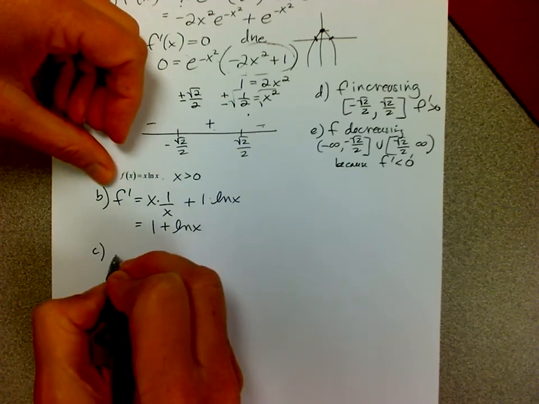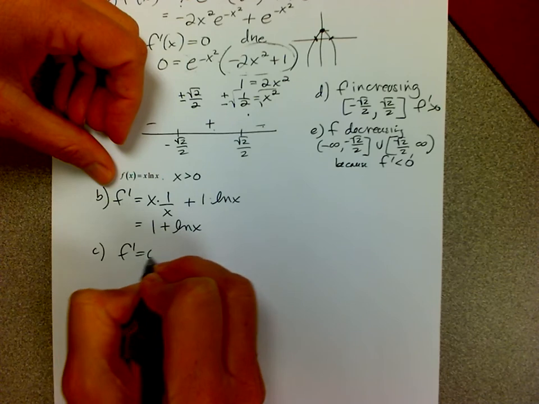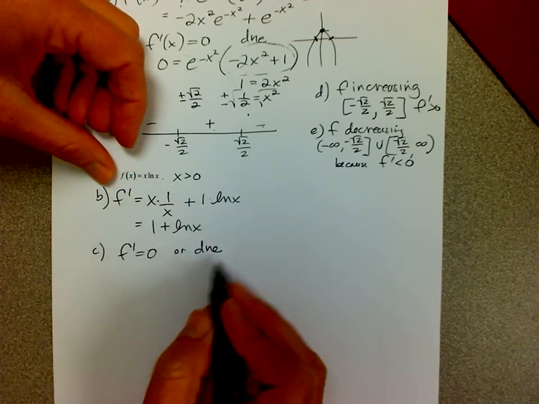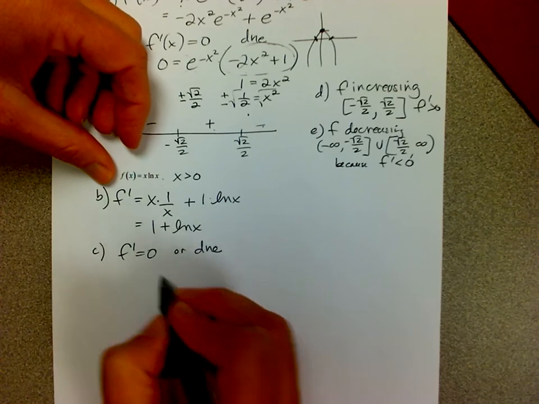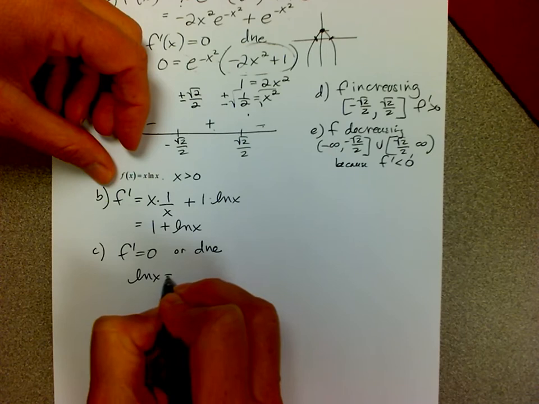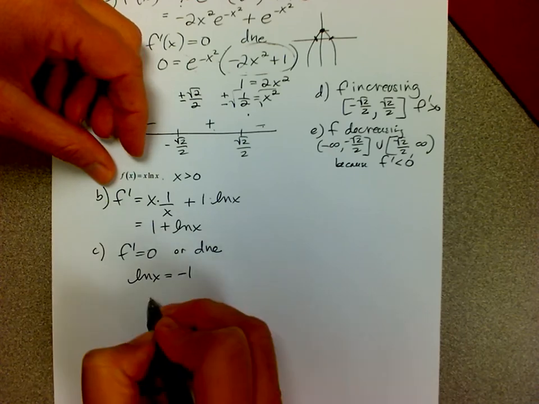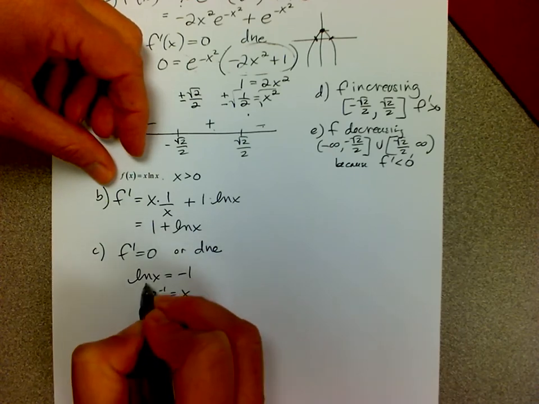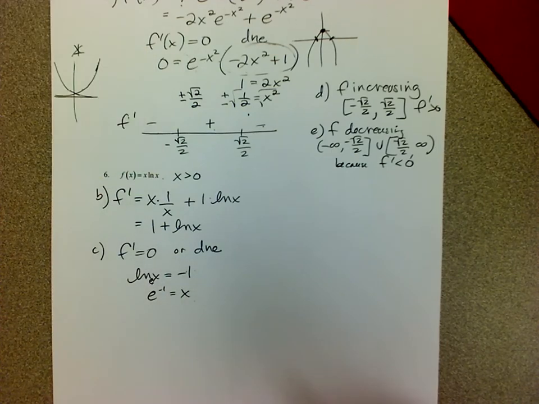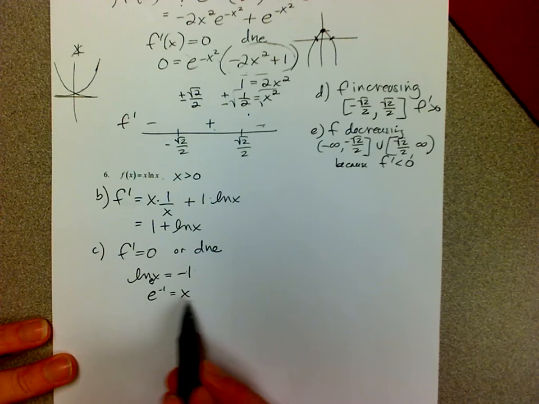So I'm going to say f prime equals 0 or does not exist. That's what I'm looking for. I'm spelling out what I'm doing. Algebraically, I could say I am looking for where the natural log of x is equal to -1. And that is at e to the -1, which will be equal to x. So that's my x value.